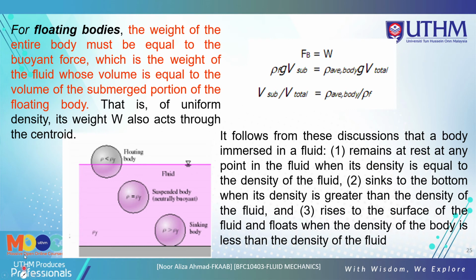This equation must go through the buoyant force being equal to weight. So the buoyant force, density of fluid times g times the volume submerged, is equal to the average density of the body times g times the total volume. So we get FB equal to W, which is also the submerged volume divided by the volume of the total body, and the average density of the body divided by the density of the fluid.